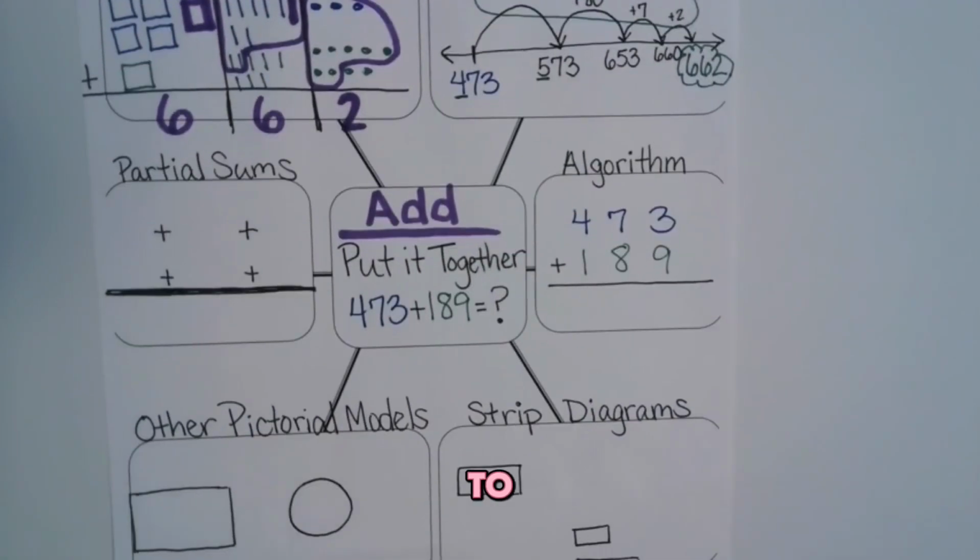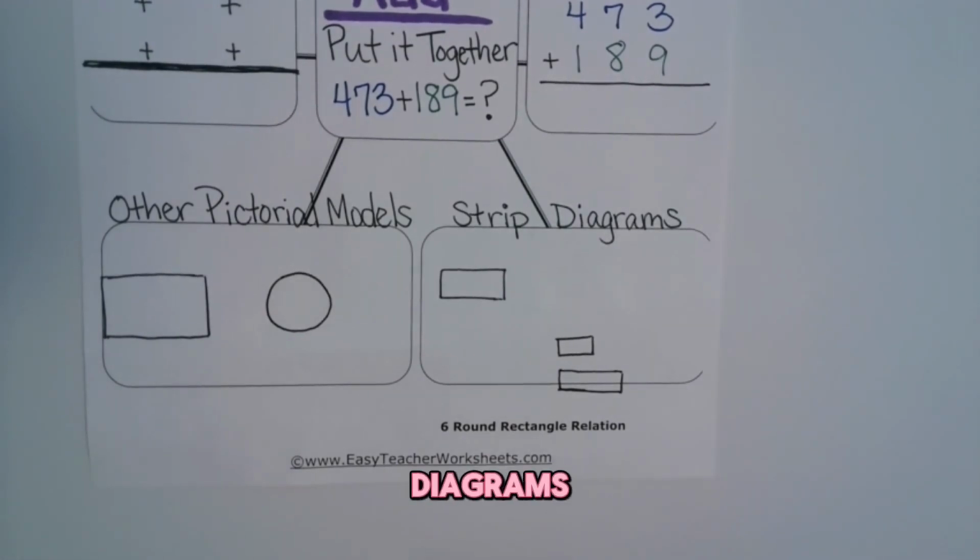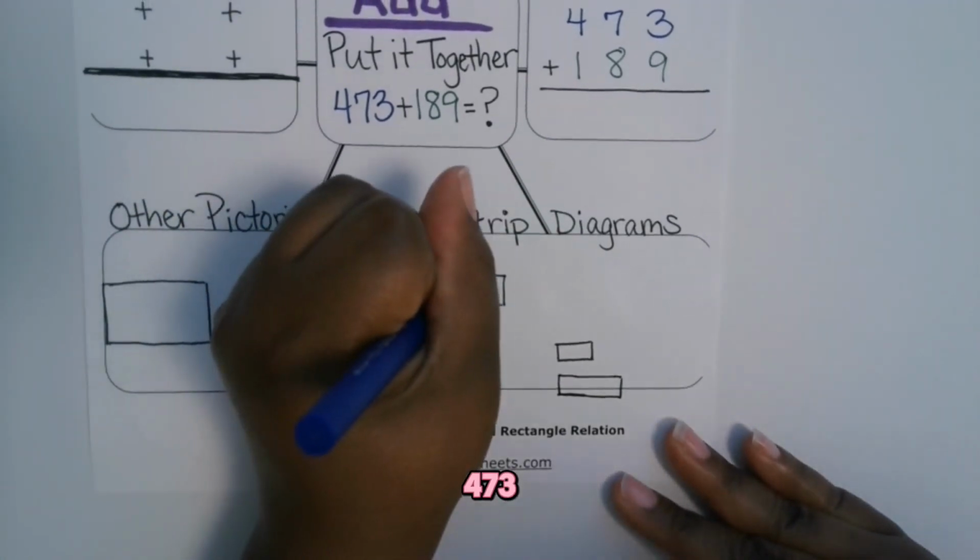I'm going to go down to strip diagrams. Strip diagrams are a pretty common way to see our movement, our action, our math that we're doing within problems. So I drew this first box to represent the 473.